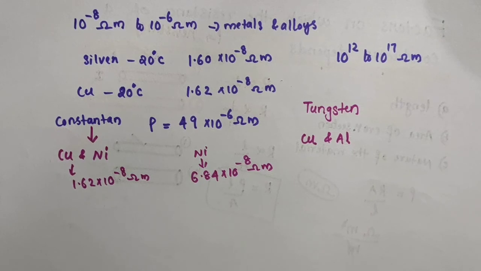So, in this video, we have discussed the factors on which the resistance of a conductor depends, and we have discussed resistivity values, comparing the resistivity values of alloys, insulators and conductors, metals. I hope you understood this. Thank you.